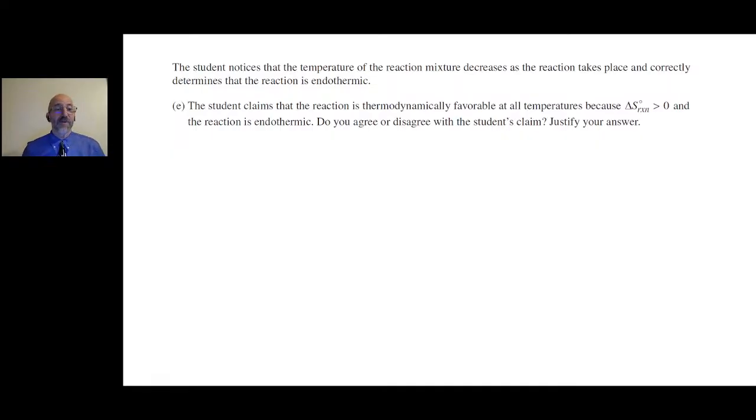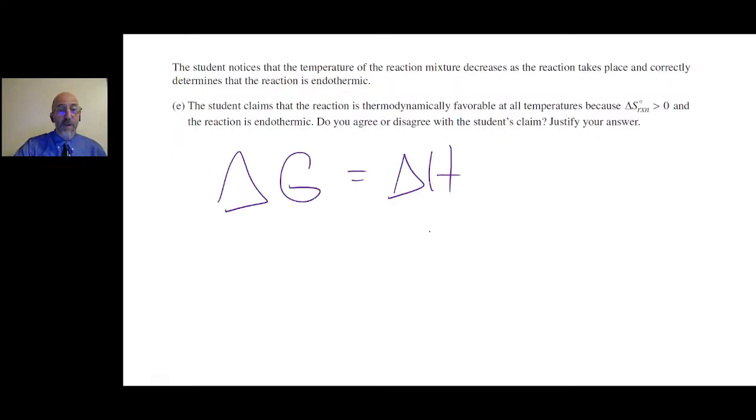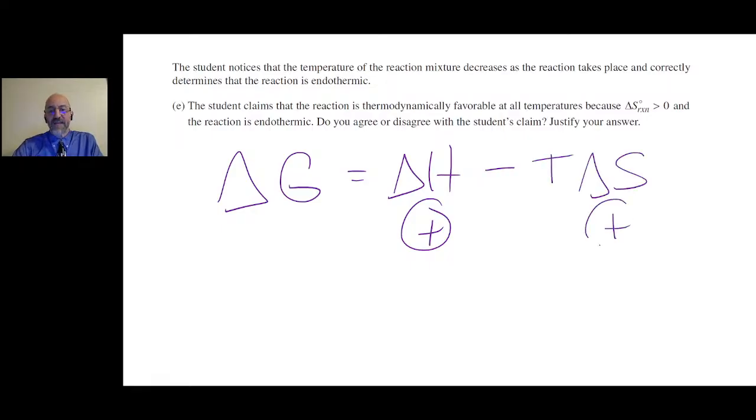The student claims that the reaction is favorable at all temperatures. Okay, let's go ahead and talk about delta G here. All right, so delta G equals delta H, which we were just told was, well, it didn't actually tell us that delta H was positive. They said endothermic, so we have to know that. They told us it was endothermic, but we had to know that delta H was positive. All right, minus T delta S. Again, they're telling us that delta S is positive.